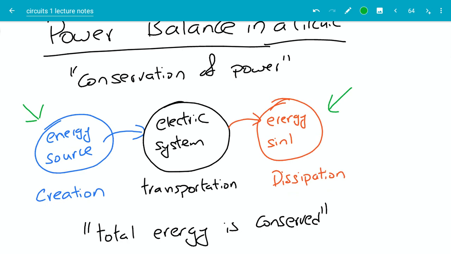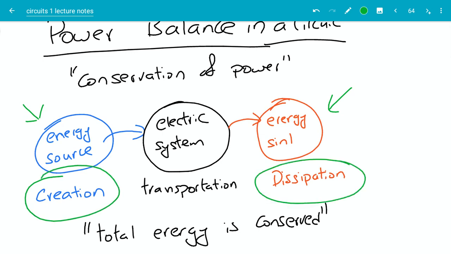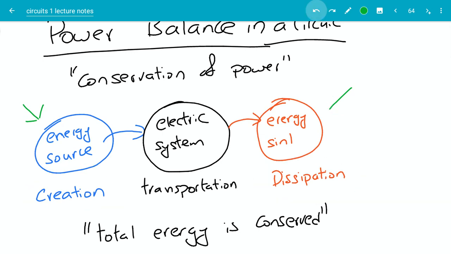So, for example, in the circuits we looked at, we usually have a voltage source, which is acting like a power source, and there's a resistor. So, there is energy creation, right? And there's energy dissipation. Now, amongst all this, there is an electrical system which is basically transporting the energy from the energy source to the energy sink.